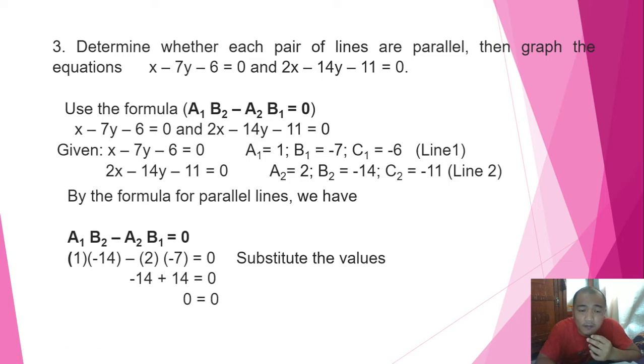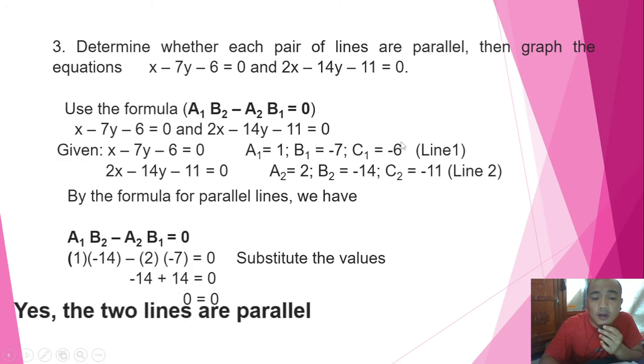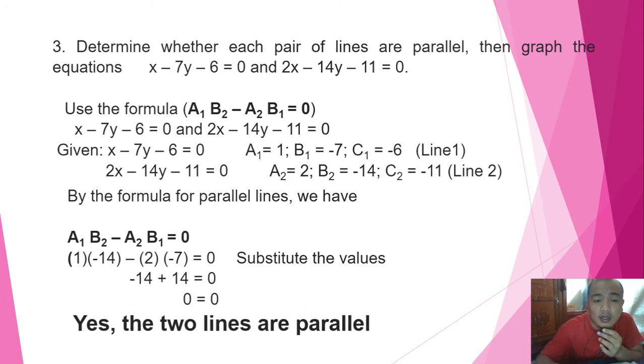0 equals 0. So, if both sides are equal to 0, therefore, these two lines are parallel. Yes, the two lines are parallel. Kasi 0 equals 0. Pag hindi nag-equal yan to 0, that means they are not parallel.